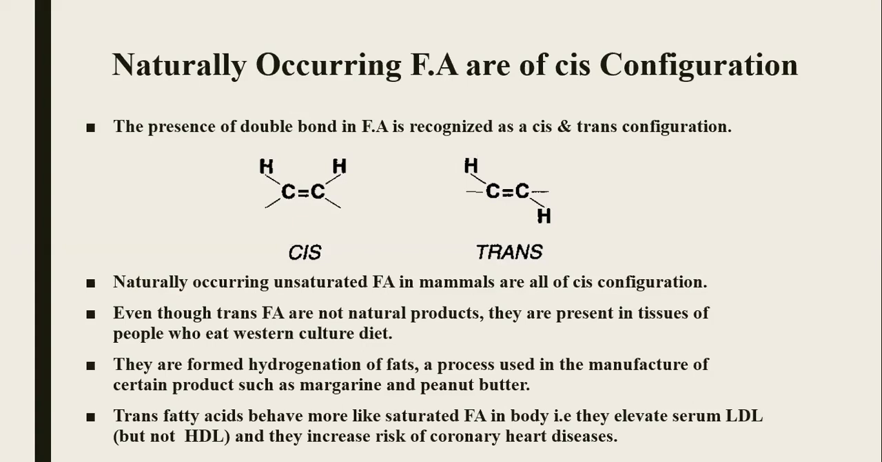microorganisms. Even though trans fatty acids are not natural products, they are present in people who use a Western culture diet. They arise from the hydrogenation of fat, a process used to manufacture food like margarine and peanut butter. Hydrogenation is used for what? For the solidification of these fats, which makes them easier to handle.